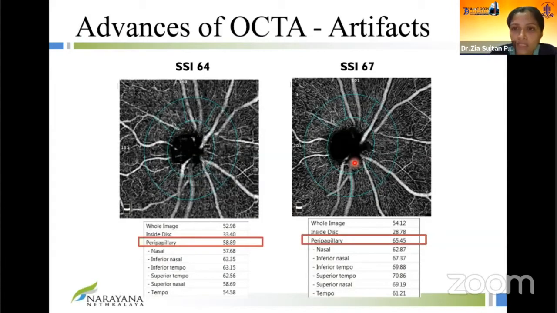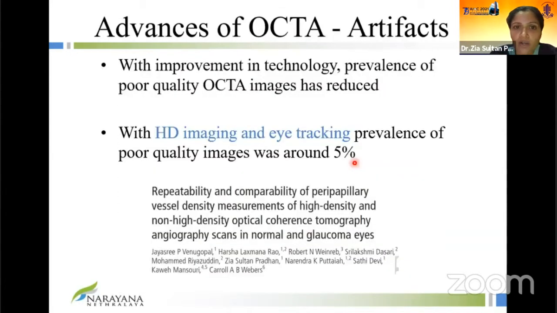And with all this, because they have been working at it quite a lot, we've seen that the prevalence of poor quality images has reduced. In our later work, say 2019, we have seen that with high density imaging and eye tracking, the prevalence of poor quality images has been reduced to around 5%, which is acceptable. So that's one step forward in making this technology useful in the clinics.